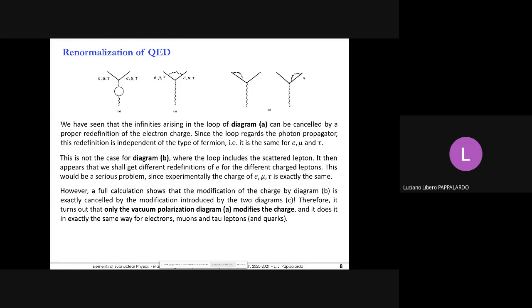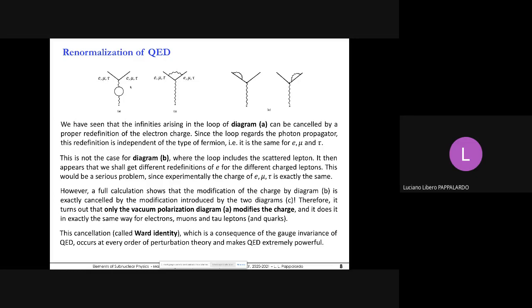And this is done at every order. So therefore, it turns out that only the vacuum polarization diagram A is responsible for the modification of the charge, and it does so in exactly the same way for all leptons: electron, muon, and tau. Okay. So this cancellation is called the Ward identity. It is a consequence of the gauge invariance of QED.